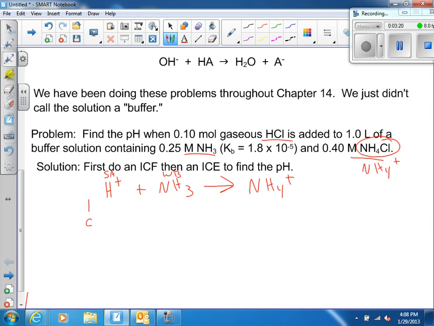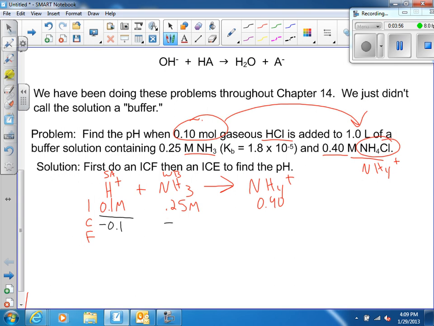We're going to set up an ICF box. So we have to figure out our concentration. We put 0.1 moles into 1 liter, which would make a 0.1 molar solution. So that's 0.1 molar. NH3, we didn't do any dilutions here because we didn't add any volumes together. The NH3 is 0.25 molar, that was given to us. And the NH4+ right here is 0.40 molar. Check for your limiting reactant. You should recognize that this is limiting right here. So down by 0.1, down by 0.1, up by 0.1, 0, 0.15, 0.50.